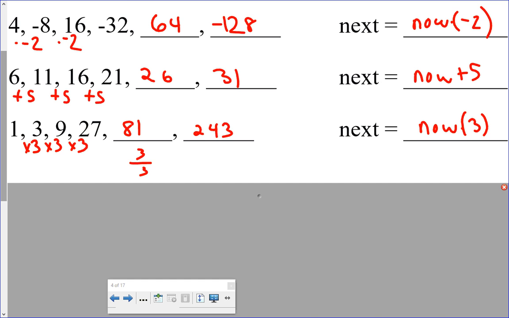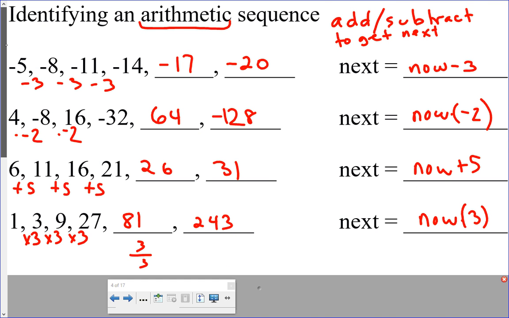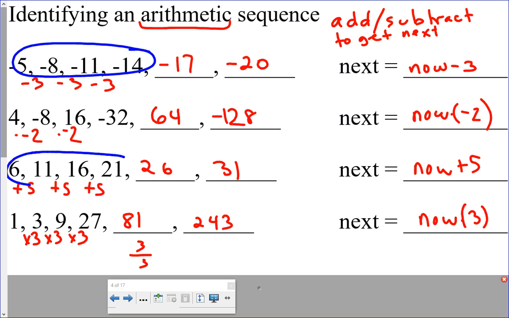Okay? So the original question was, identify which ones are arithmetic. There's only 2 arithmetic. The first one's arithmetic because we're subtracting to get the next number, and the third one is arithmetic because they're adding to get the next number. If we multiply to get the next number, it's not arithmetic.